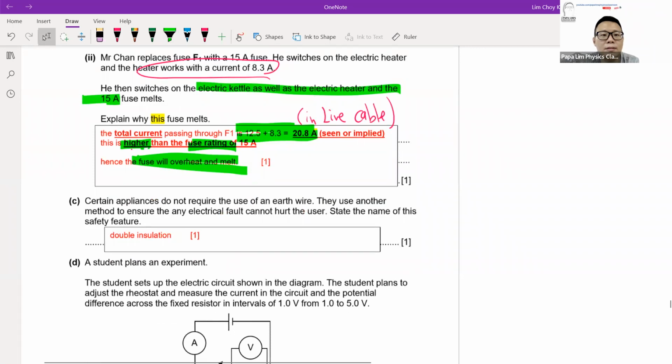Okay, what are the possible things? Okay, double insulation. Okay, certain appliances don't need earth wire. Yeah, definitely. Why? Because I have double insulation.